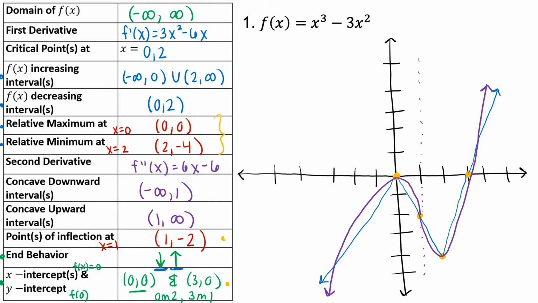So the graph we're going to end up with curves down, curves around, cuts smooth through all of these points, and ends up here. And we can double check all of the features that we determined. Do they match the graph that we drew?